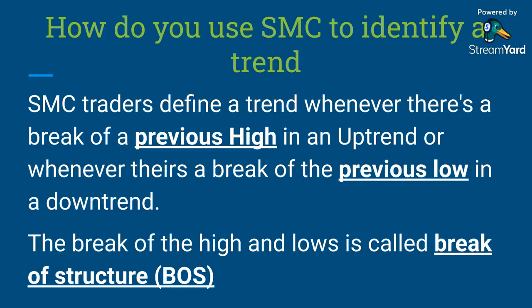So when there's a break of a previous high in an uptrend, or a break of the previous low in a downtrend, they call it what? A break of structure. That is how they identify their trend. This is big English. Don't worry, you will understand it as you progress. So the break of the high or lows is called the break of structure. Just take me, you're going to understand it.